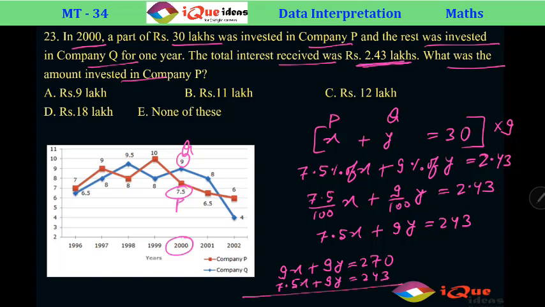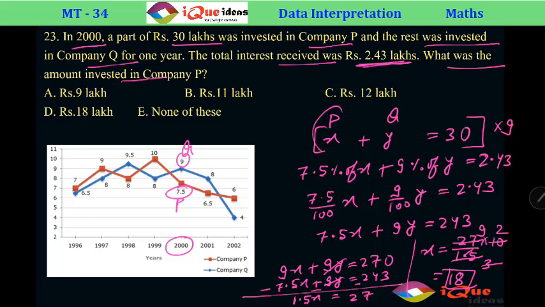A simple subtraction will eliminate y. So minus, minus, minus. So 9y are cancelled. 9x minus 7.5x is 1.5x. That is equal to 270 minus 243 is 27. Perfect. So x is equal to 27 divided by 1.5. Remove decimal, you will get a 10 here. 5 cancels 10 2 times and 15 3 times. 3 cancels 27 9 times. So 9 into 2 is 18 lakhs.